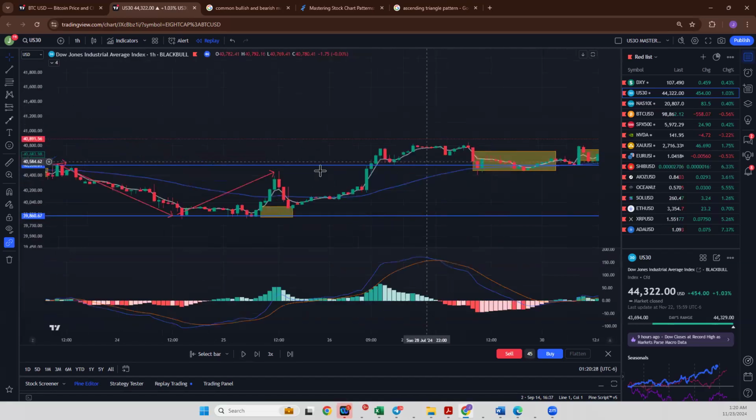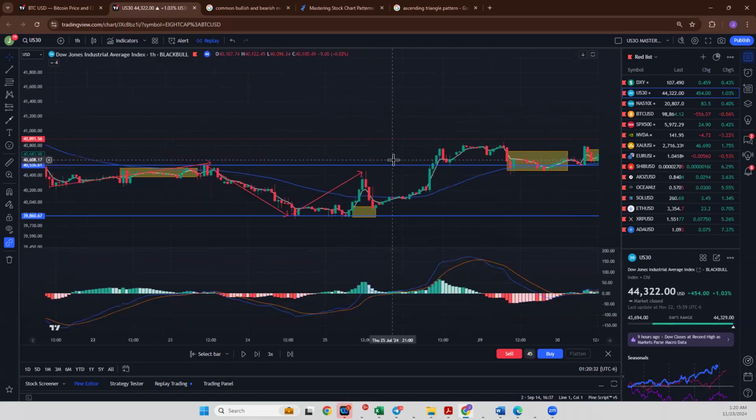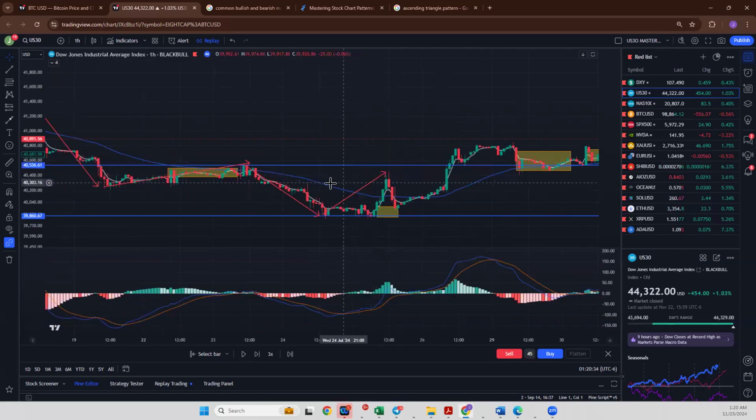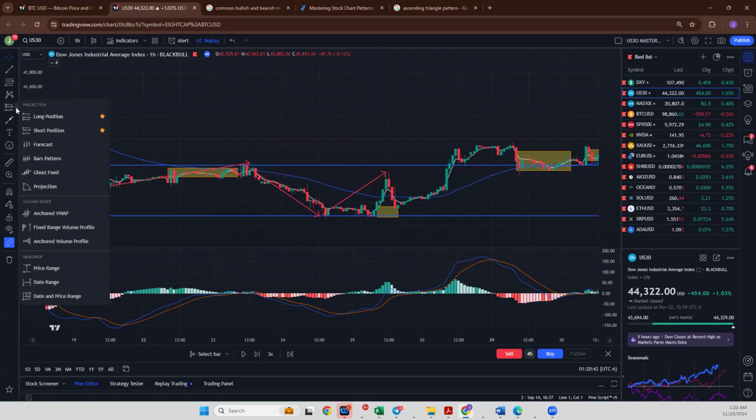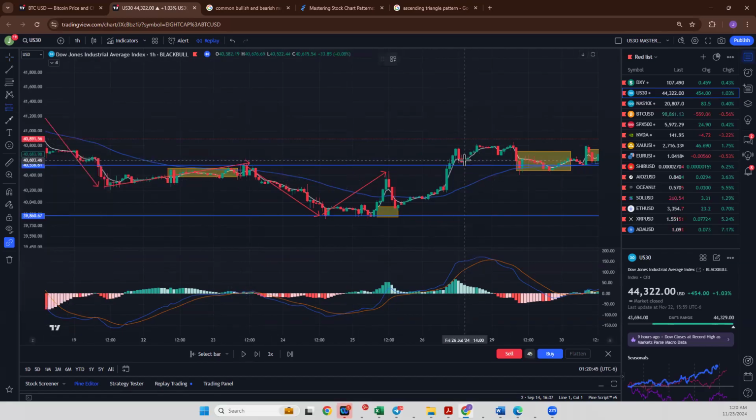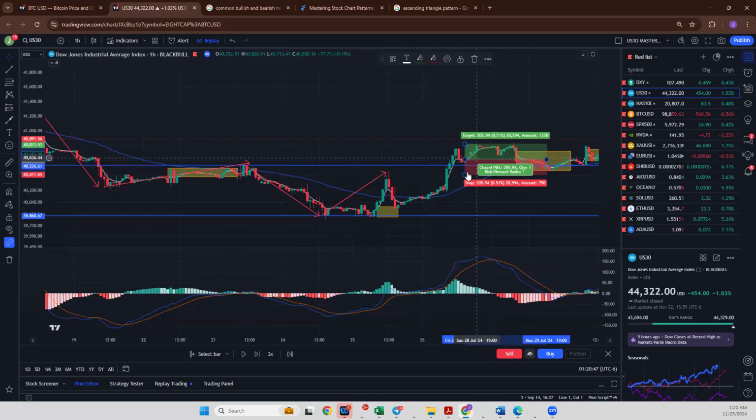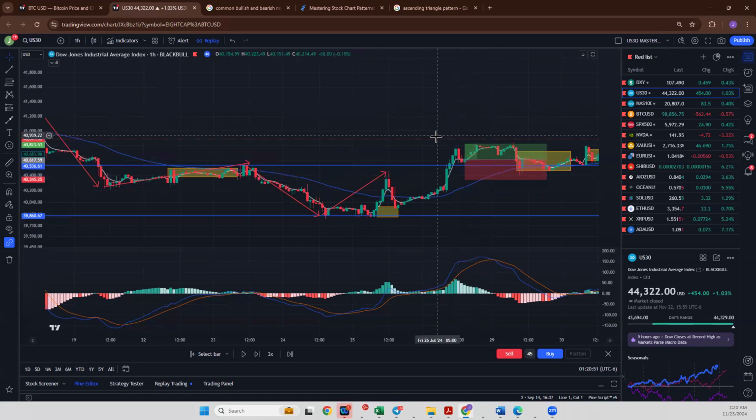I would have taken the break and retest. So you would have broken, retested, had an entry here, put your stop right below that area, that previous flag, that area of consolidation, and you would have been safe. So maybe like right there.